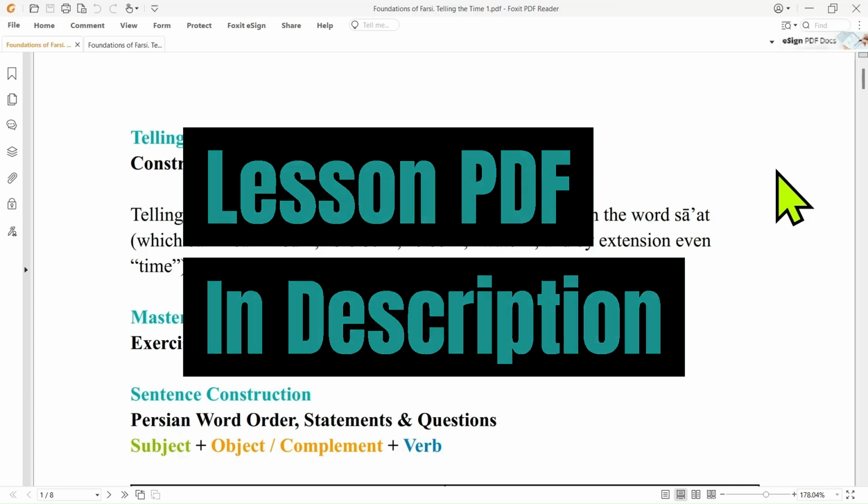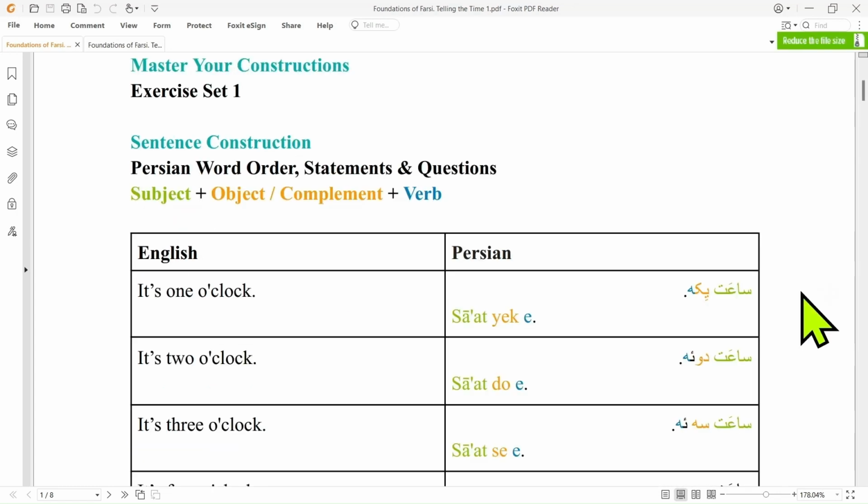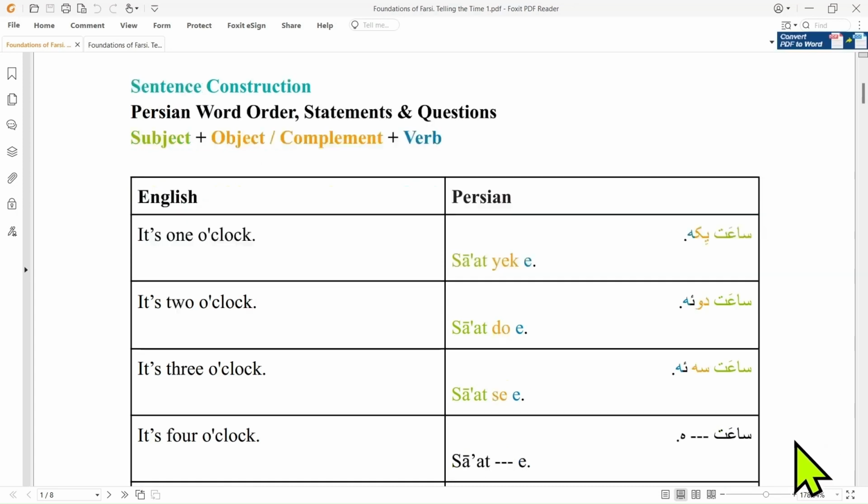We begin with the word saat, which can mean hour, o'clock, clock, watch, and by extension even time. We follow by the actual time, and as usual, we end with the verb. For example, it's 1 o'clock is saat yeke. It's 2 o'clock is saat doe. It's 3 o'clock is saat se.